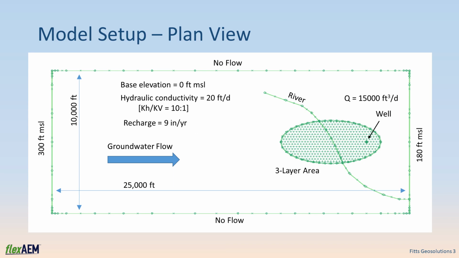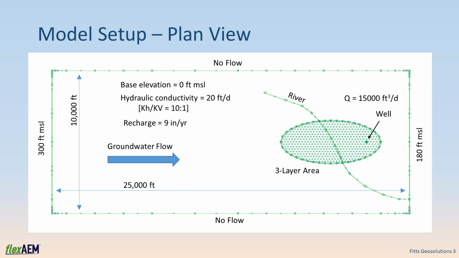This is the basic setup of the AXIM model. The model is 25,000 feet long in the direction of flow and 10,000 feet wide. The regional aquifer is modeled as a single-layer, unconfined domain with recharge. Head on the western boundary is set at 300 feet. Head on the eastern boundary is set at 180, so groundwater flows from west to east. The model base elevation is 0, so the aquifer saturated thickness is about 200 to 250 feet over the main area of interest. Aquifer hydraulic conductivity is set to 20 feet per day, and the vertical anisotropy in the three-layer area around the well is 10 to 1, horizontal to vertical.